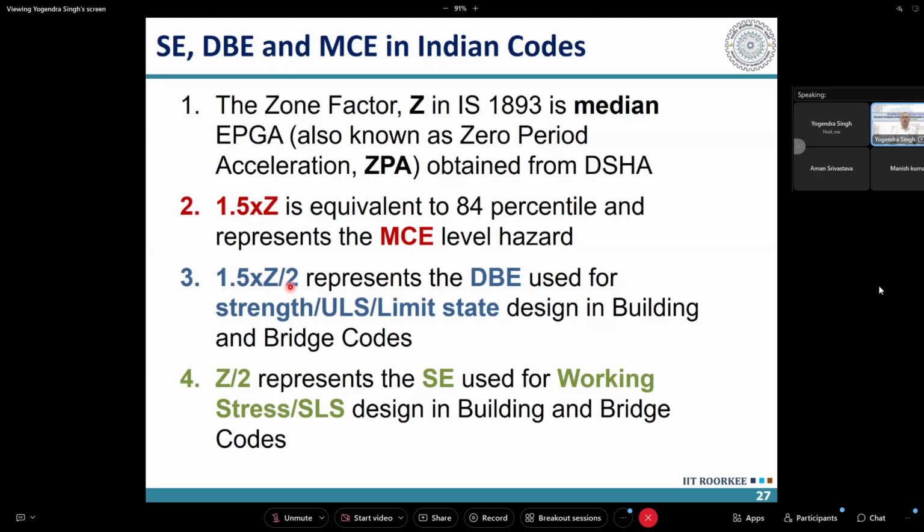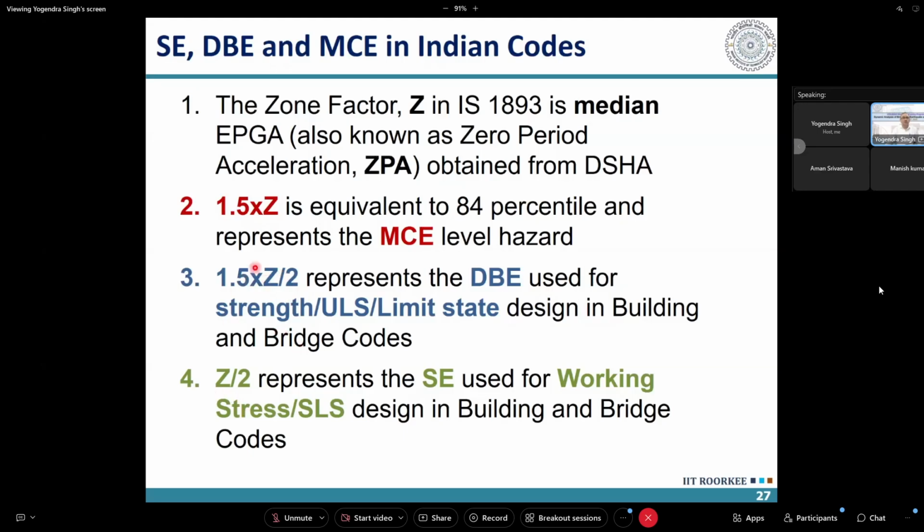So 1.5 into Z_AD by 2, or 0.75 into Z_AD, can be considered as the DBE level earthquake, and this DBE level earthquake is used in design, ULS or limit state design. This is currently being used. This is consistent with our code, because our code considers Z/2 in calculation of A_H, and then it considers a factor of 1.5 as a load factor. So that's how it converts the median value obtained from DSHA into DBE.